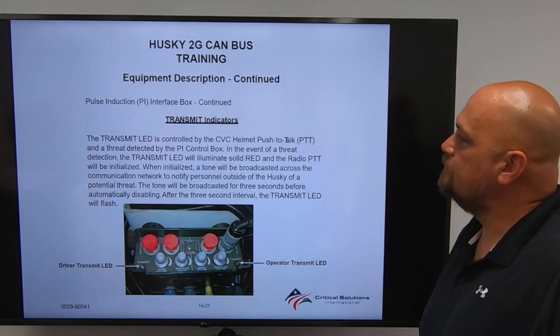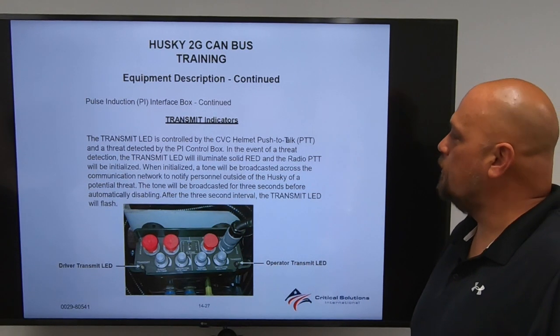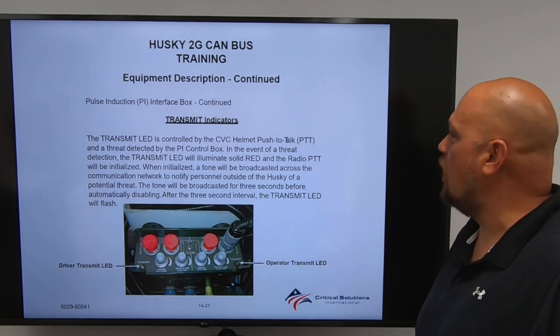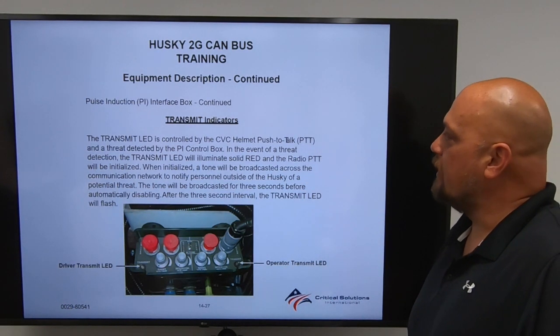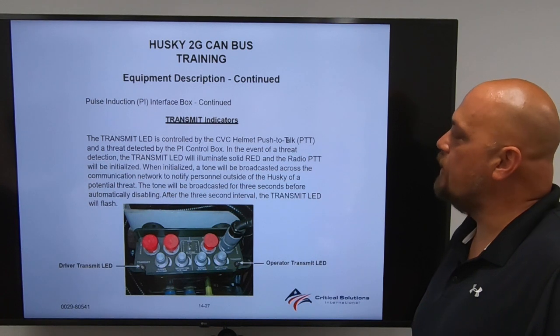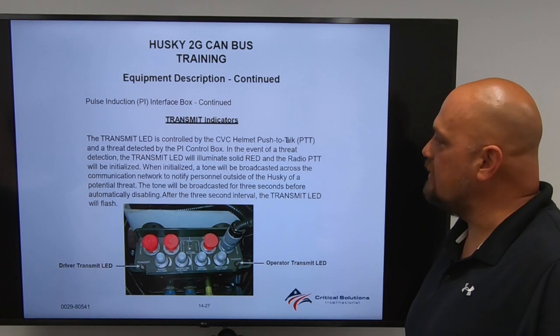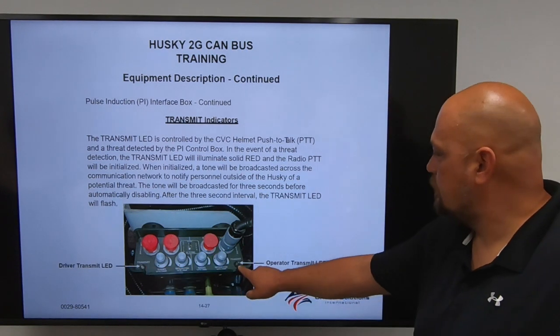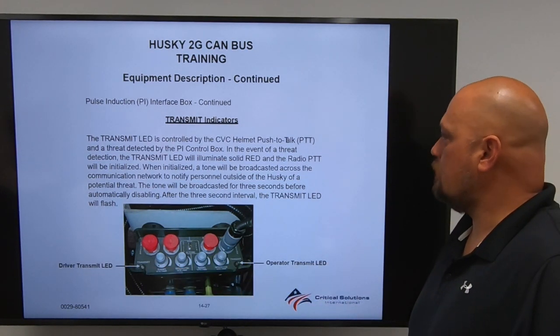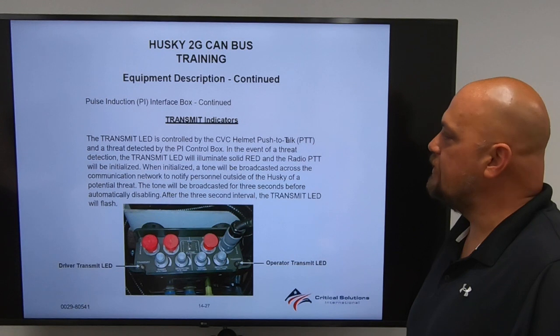Transmit indicators. The transmit LED is controlled by the CVC helmet push to talk button, or your PTT, and a threat detected by the PI control box. In the event of a threat detection, the transmit LED will illuminate solid red, and the radio PTT will be initialized.